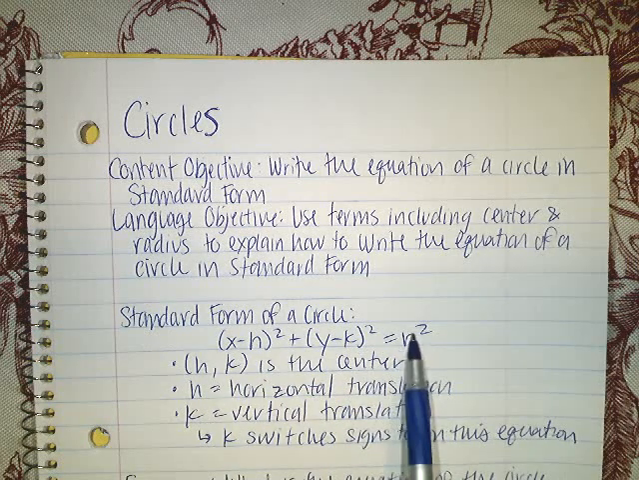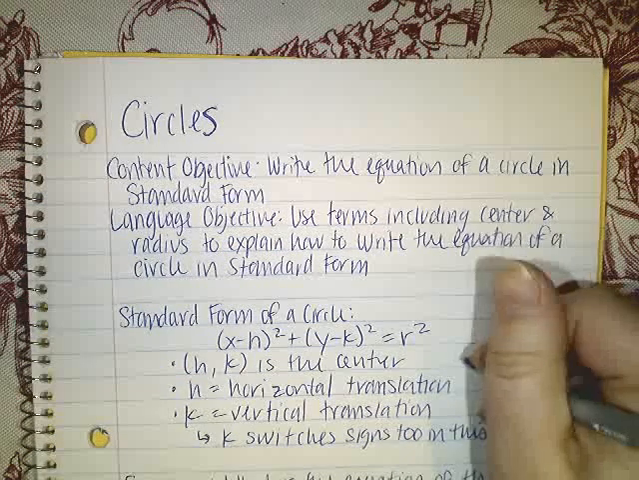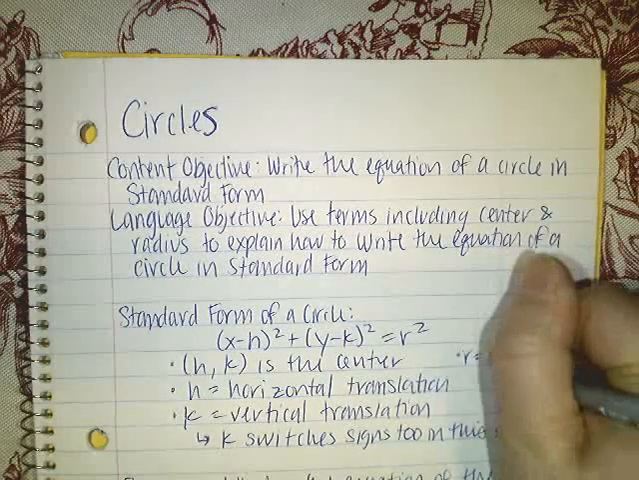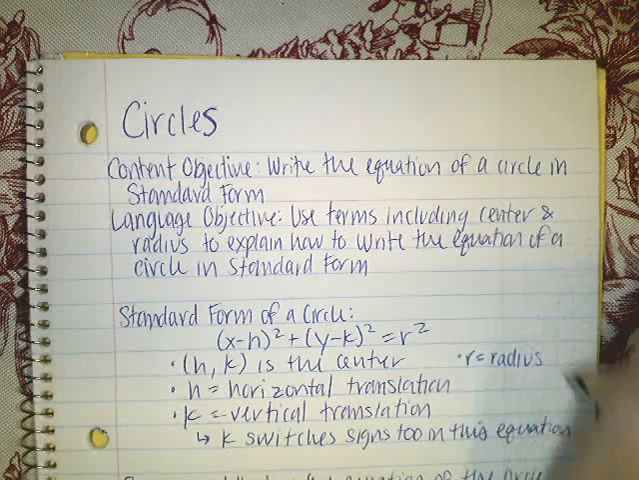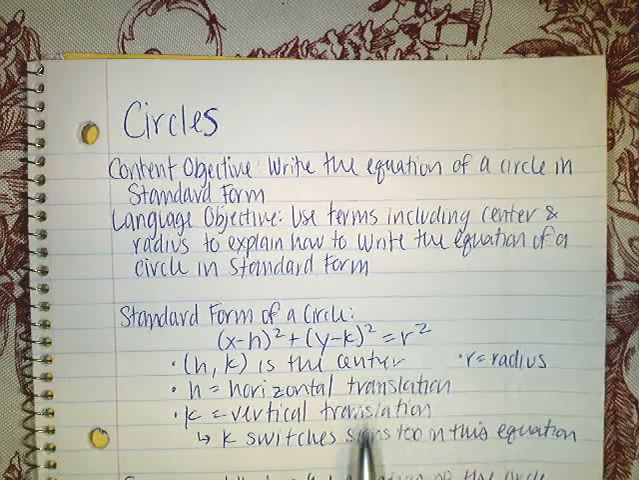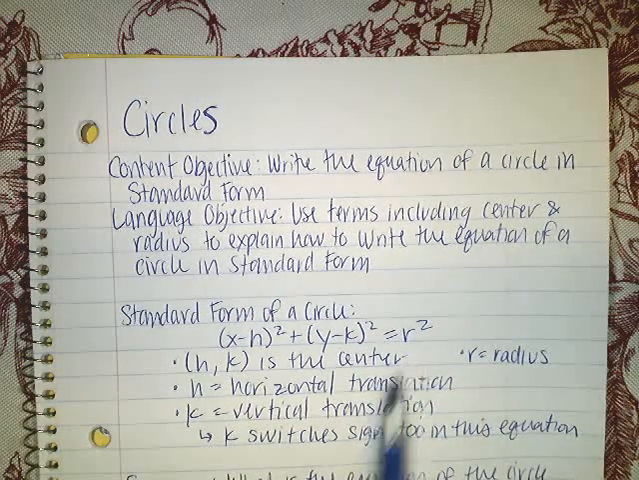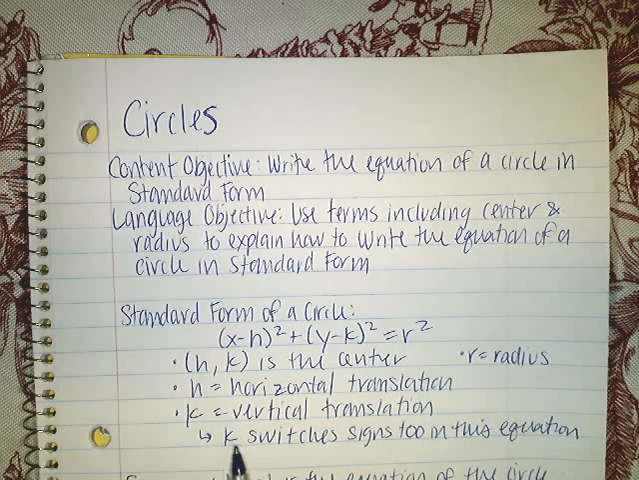R, you may have guessed, is the radius. I forgot to write that in here actually. R is the radius. So r squared is what goes here. So you just square the radius to figure out what goes on the other side of the equation.